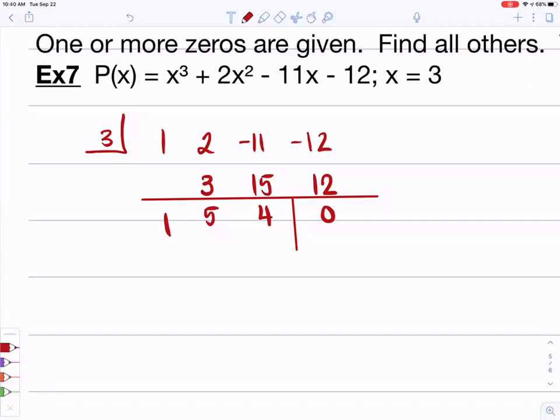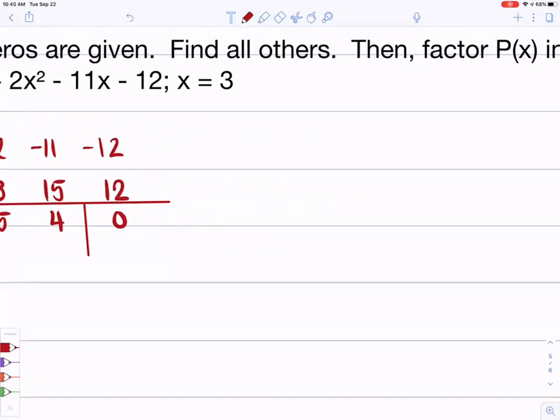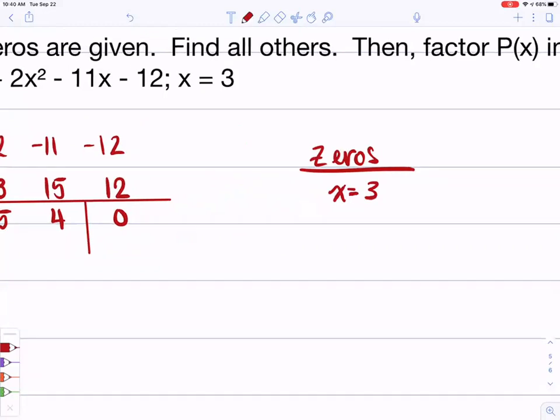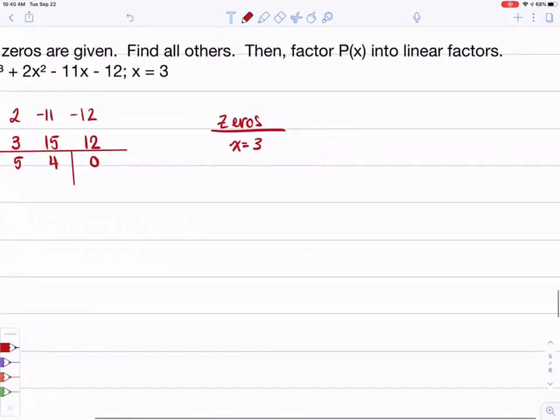All right, so step number 1, if you're told what a 0 is, go prove it. Step number 2, by the way, let's go and look at the directions. Find all the other zeros. So how about let's start making a list. I know that one of my zeros is x equals 3 because they told us and we just proved it. And then lastly, I'm supposed to be factoring. I'll get to that in a minute.